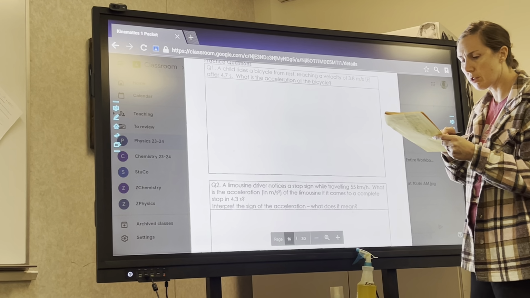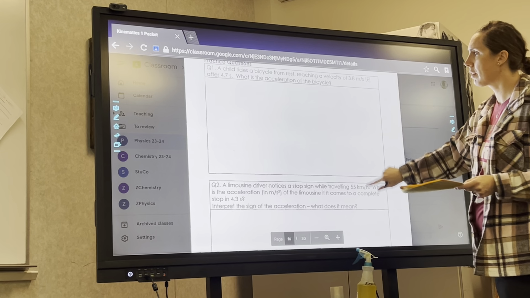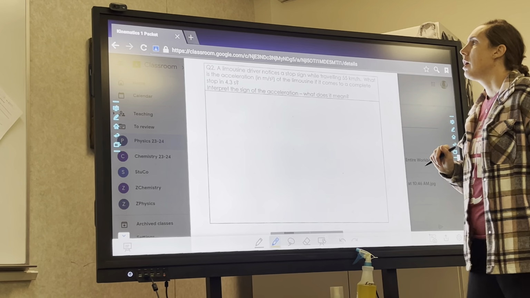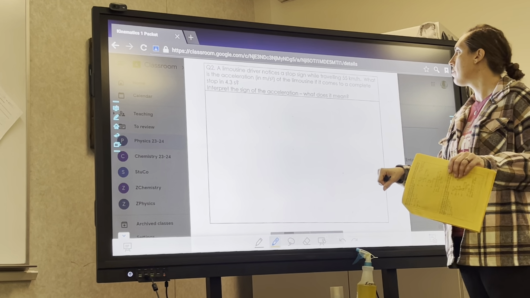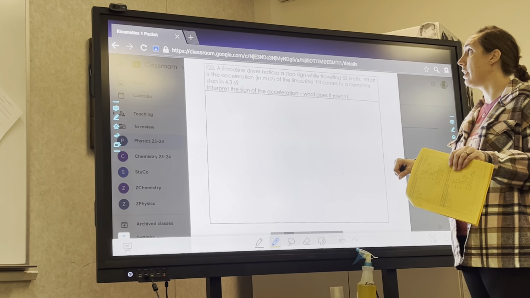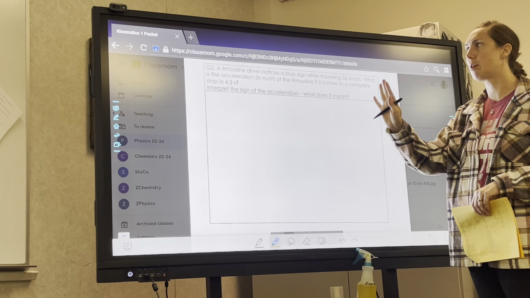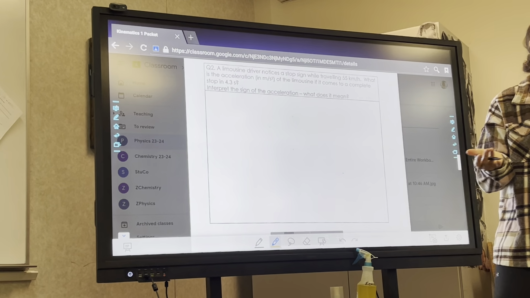Okay, let's go to question number 2. So we did a child, now we're doing the limousine. This will be our last question for the day. A limousine driver notices a stop sign while driving 55 kilometers per hour. What is the acceleration of the limousine if it comes to a complete stop in 4.3 seconds? Sounds like he slammed on his brakes. Okay, interpret the question. What does it mean? We talk about this all the time.